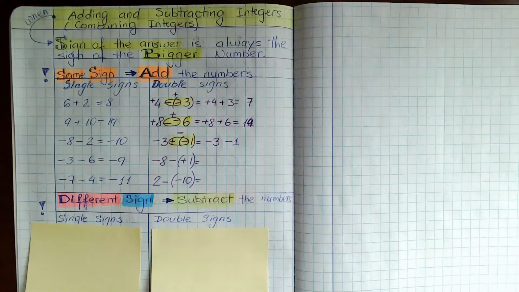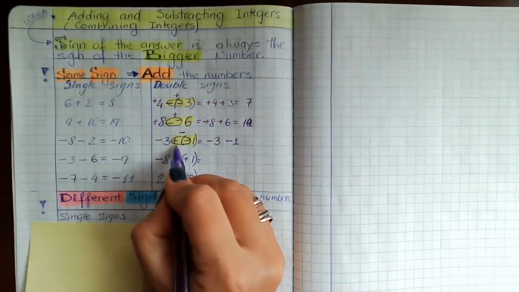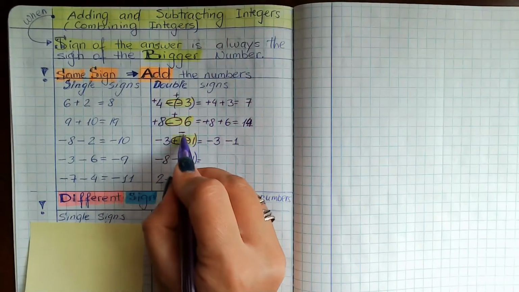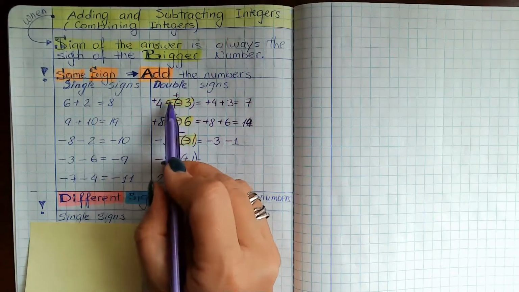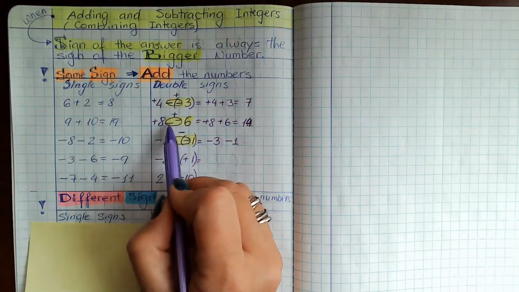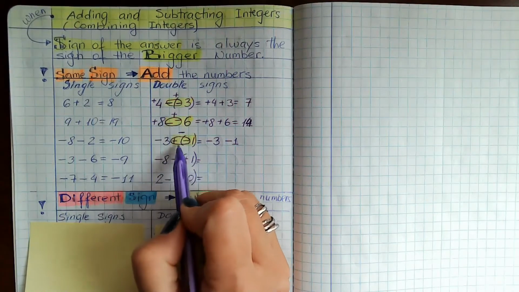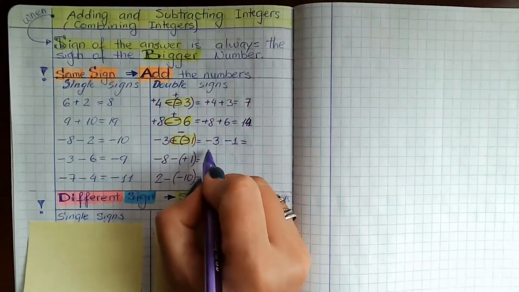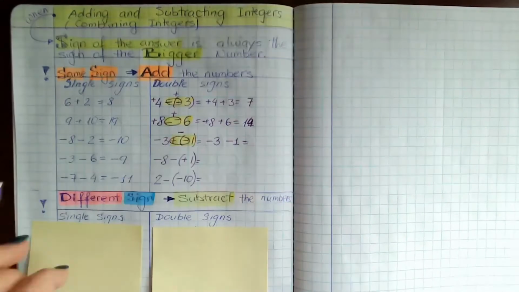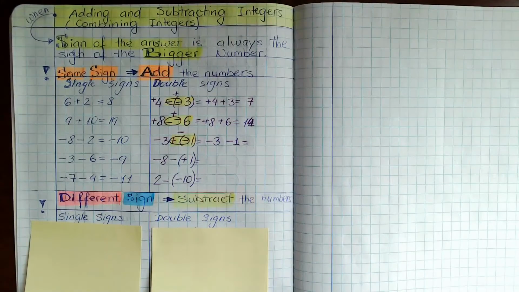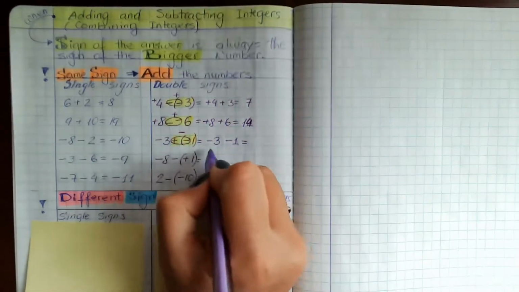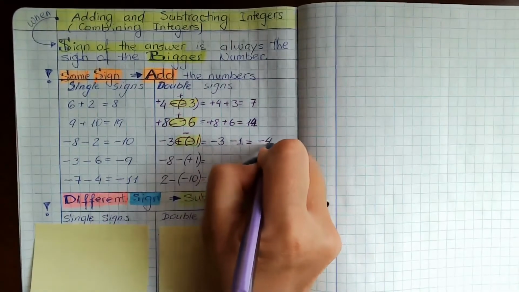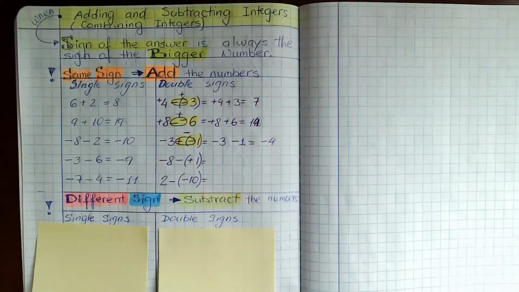So instead of using double signs, we simplify the problem. Plus minus is different, that means minus. Minus minus is the same, that's plus. When the problem is simplified, negative 3 with negative 1, same sign, add the numbers, keep the sign. Negative 3 with negative 1 equals negative 4.